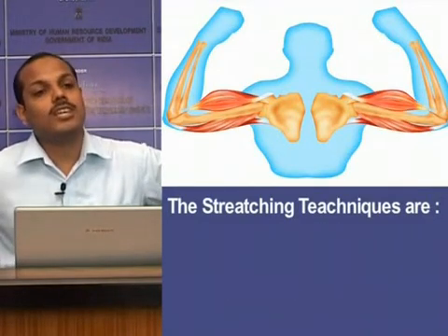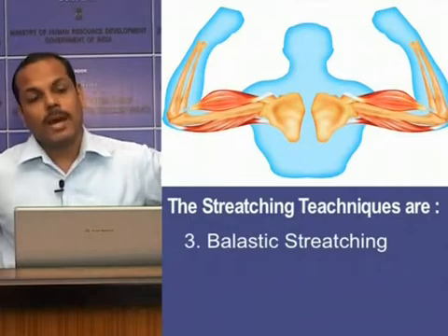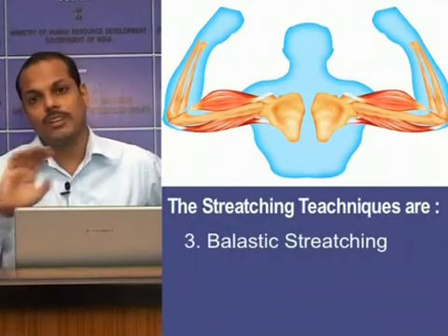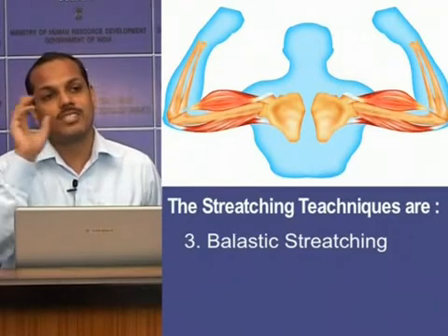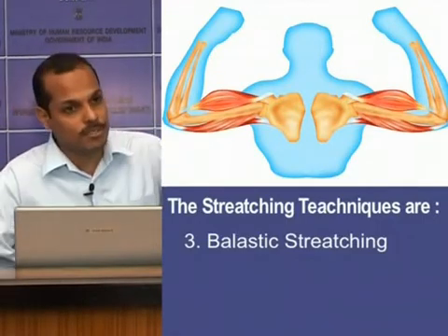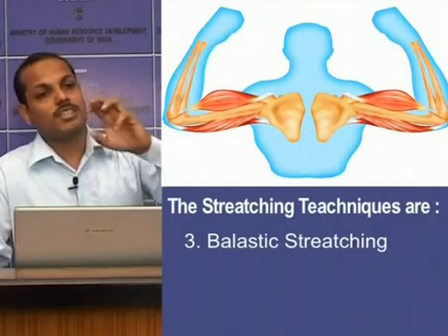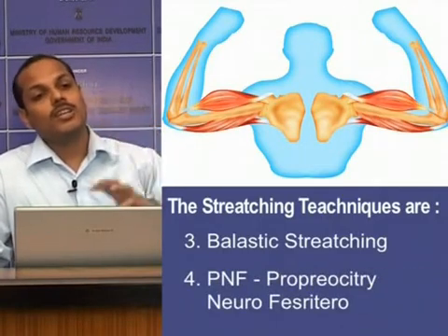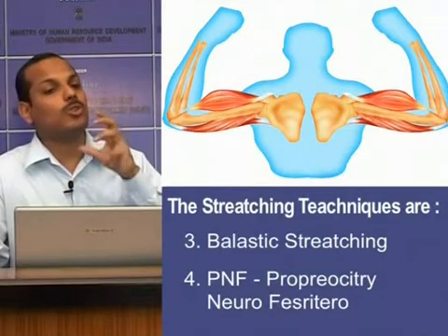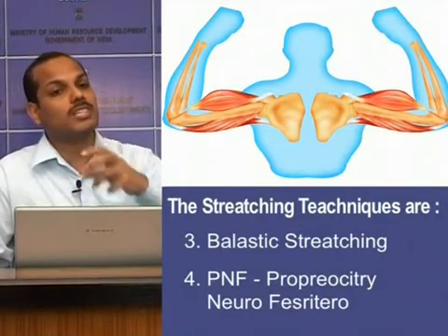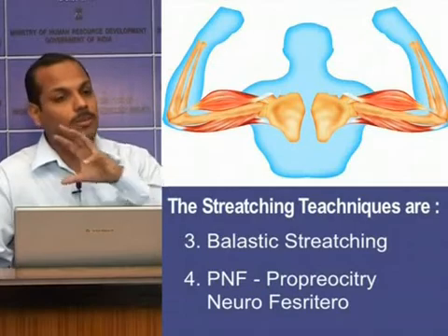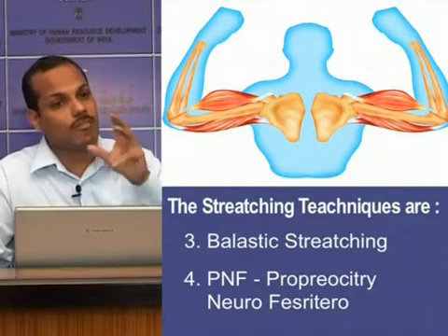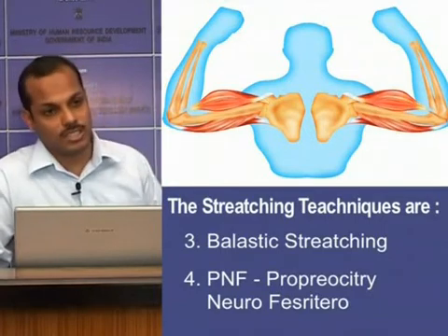The third type of stretching is ballistic stretching. Ballistic stretching means you are giving a fast stretching force and then removing the force. This is known as the ballistic type of stretching. The next type of stretching is PNF stretching, that is, proprioceptive neuromuscular facilitation stretching program. You are incorporating functional movements along with the stretching.